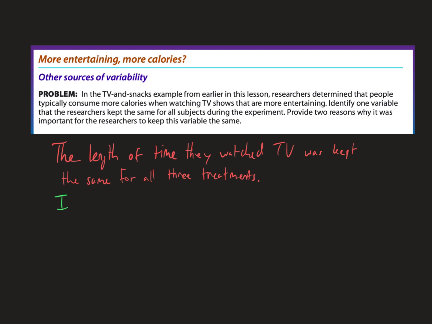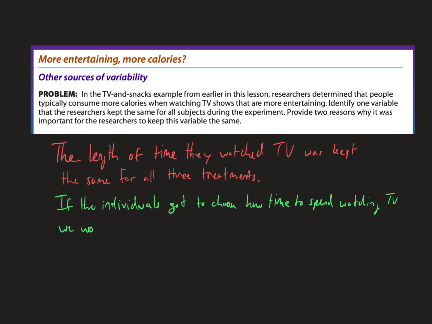So if the individuals got to choose how much time to spend watching TV, we wouldn't know if it was the length of time or the type of programming that affected their calorie intake.